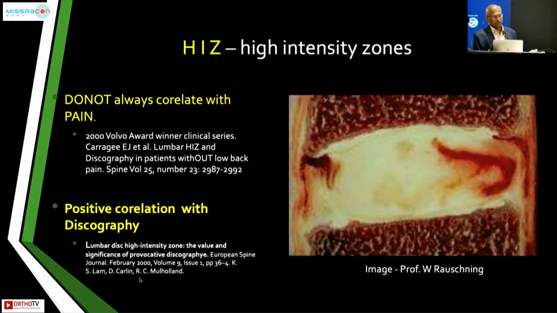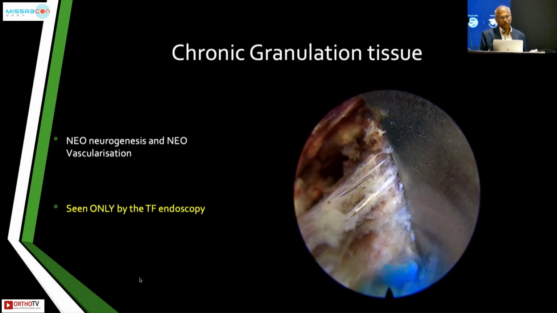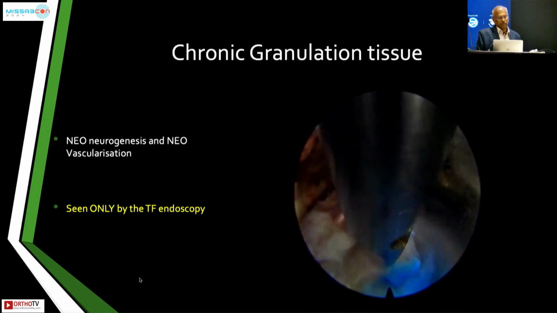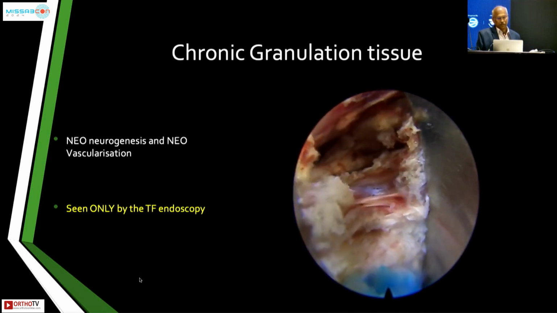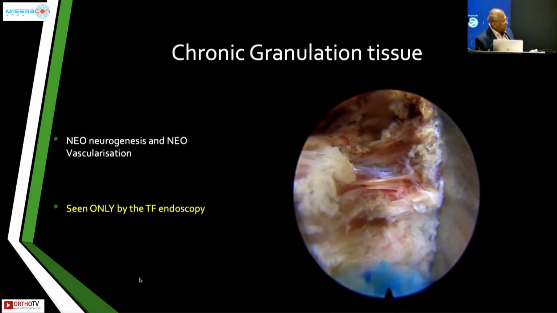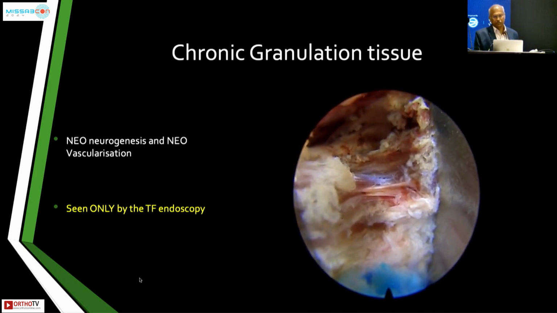They do not necessarily always correlate with pain, but when you do a discography, most often they have a positive correlation with discography. What does this tell us? Not all HIZs are painful, but if you do discography on those patients who have HIZ and you clinically suspect it, most of them have positive discography. Chronic granulation tissue, we were discussing about neoneurogenesis. This is seen only by transforaminal endoscopy as different distinct layers there which tell you the chronicity of the problem.